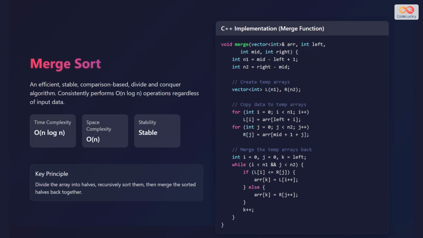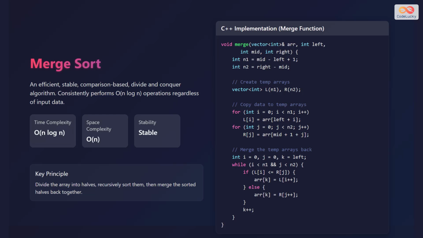Moving on, we will explore merge sort, an efficient, stable, comparison-based divide-and-conquer algorithm. It consistently performs O(n log n) operations regardless of input data. Merge sort is a more efficient algorithm that uses a divide-and-conquer approach. Its time complexity is O(n log n), and its space complexity is O(n).